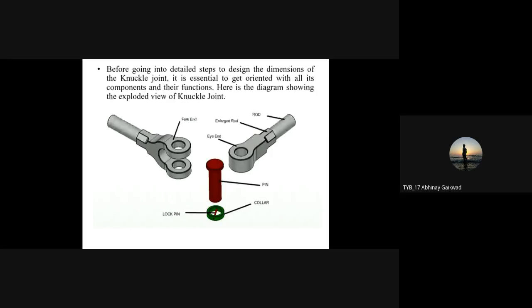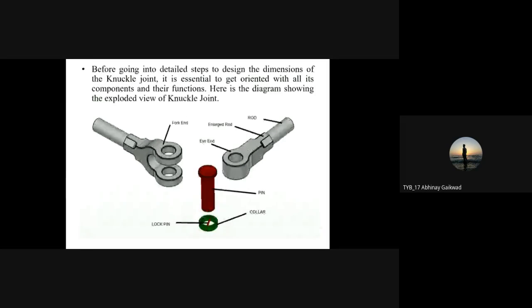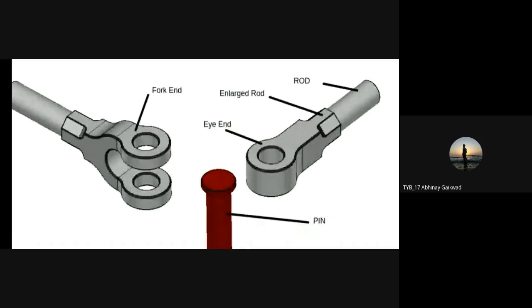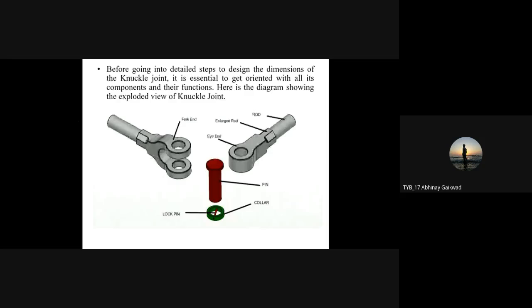Through that fork end it will be transmitted through the pin. We are going to insert the pin in between that fork and eye, where the hole is provided in the fork as well as the eye. Later on it will be transmitted to the rod which is connected to the eye, and from that rod it will be transmitted to, suppose, the trolley. Okay, so here these are the various parts of the knuckle joint which we have to design.